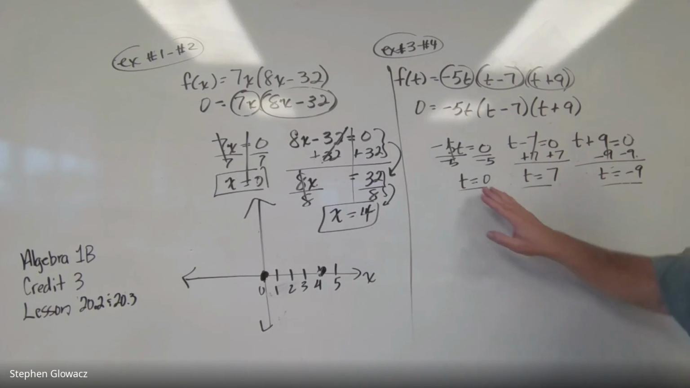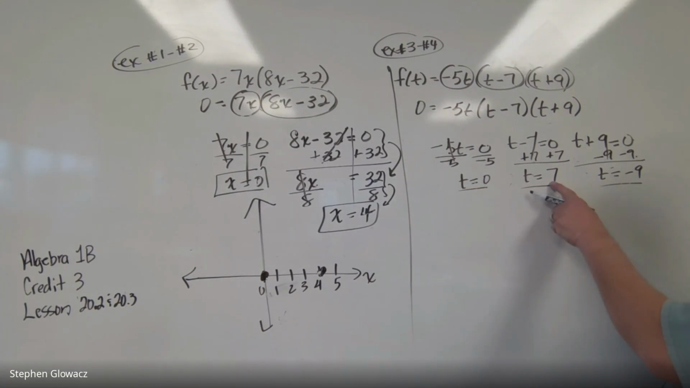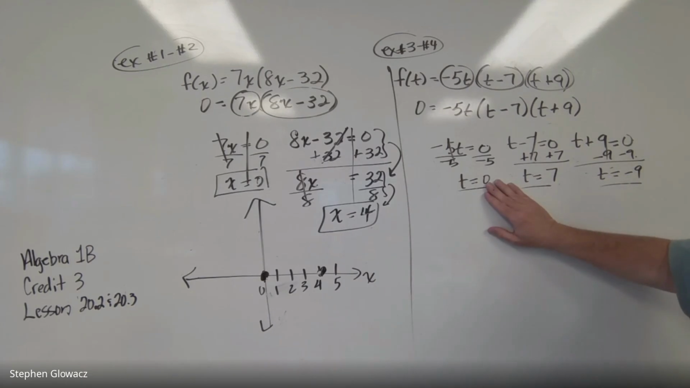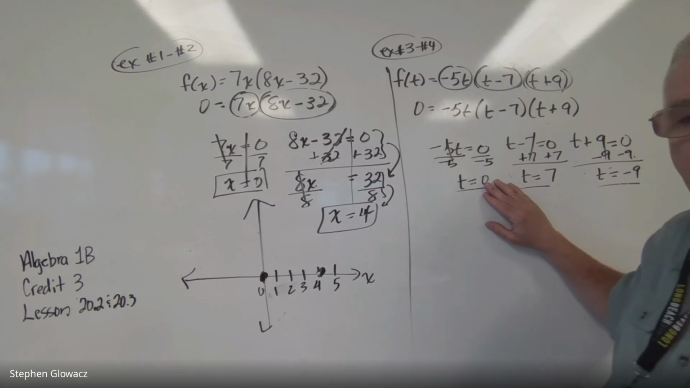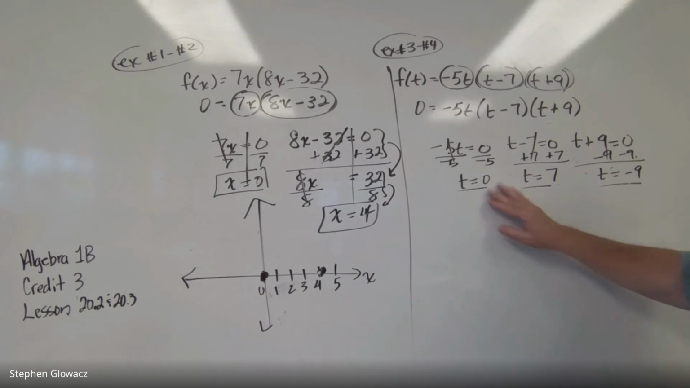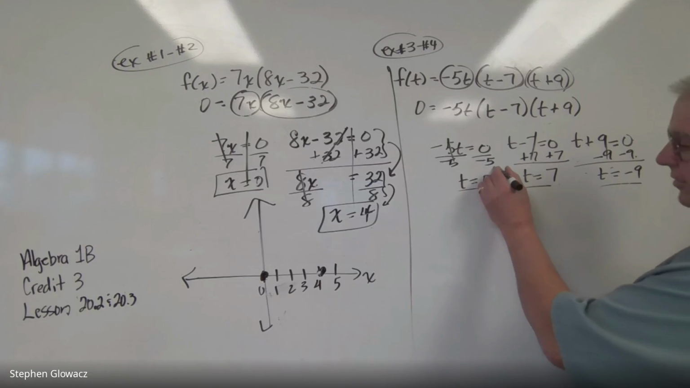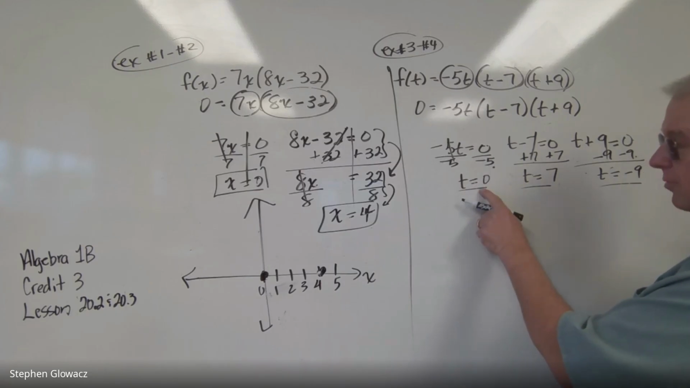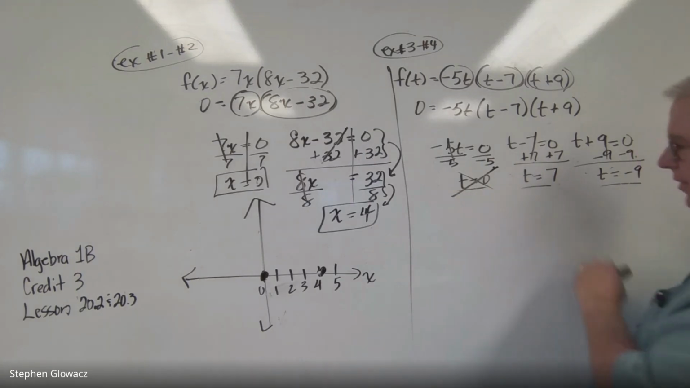So let's remember now the time is in seconds. So this is 0 seconds, this is 7 seconds, this is negative 9 seconds. So at 0 seconds, yes, the ball is on the ground, but that's not when the ball returns to the ground. That's when we initially kick the ball. So that doesn't answer the question how long the ball stays in the air. So while it's a true statement that the ball is on the ground at time equals 0, right as we kick it, that doesn't answer the question.